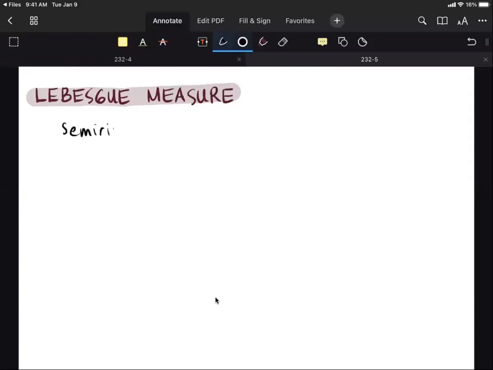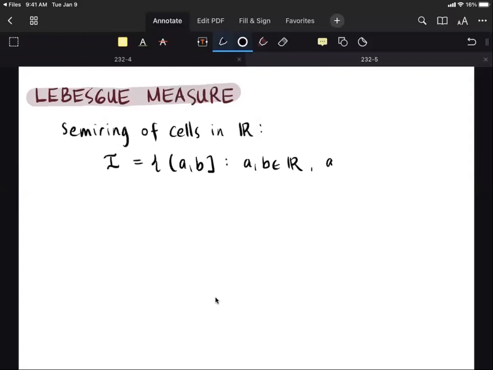So first, we have the semiring of cells in the set of real numbers, and that would be script I. So recall that this script I is the collection of all half open, half closed intervals with endpoints in the set of real numbers, and the left endpoint is less or equal to the right endpoint. So for instance, if A is equal to B, then you get the empty cell.